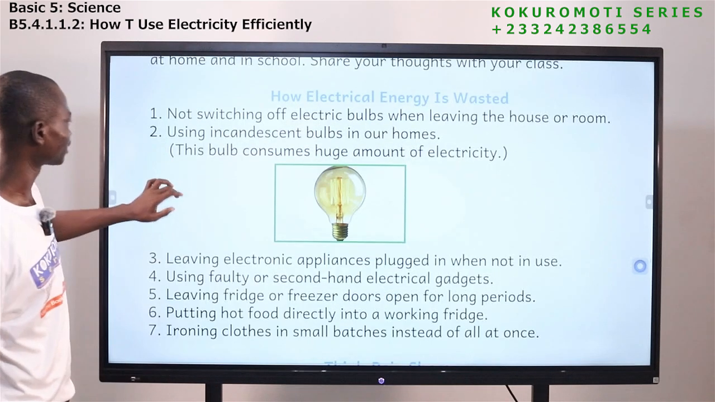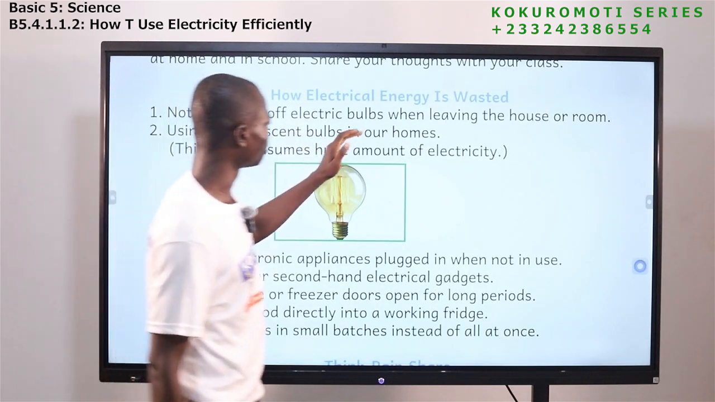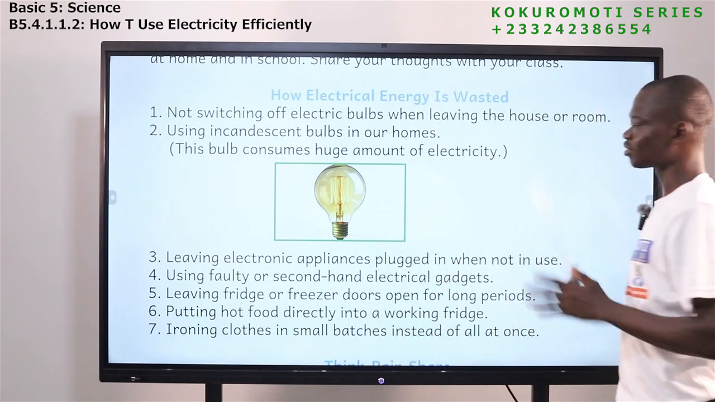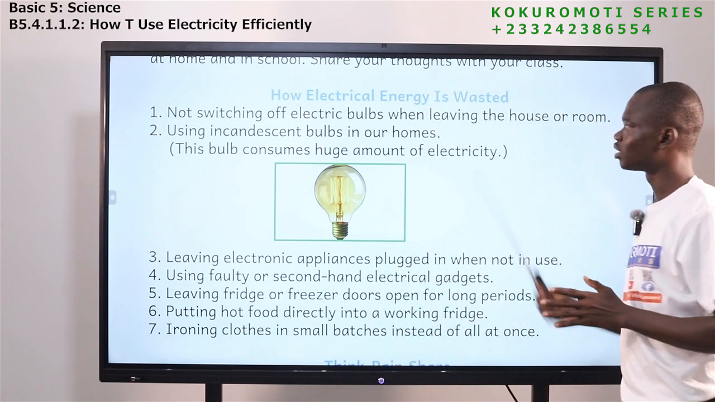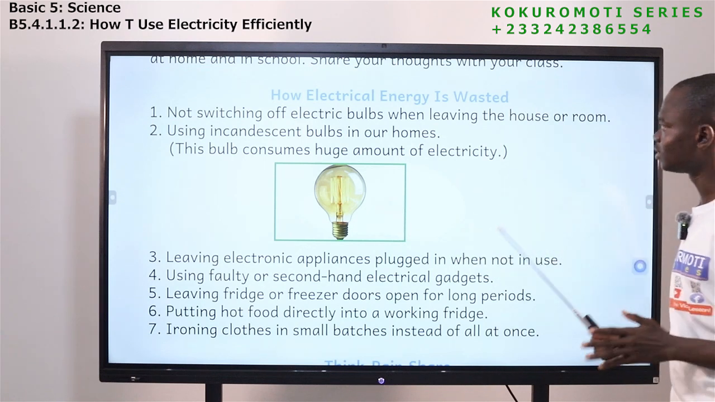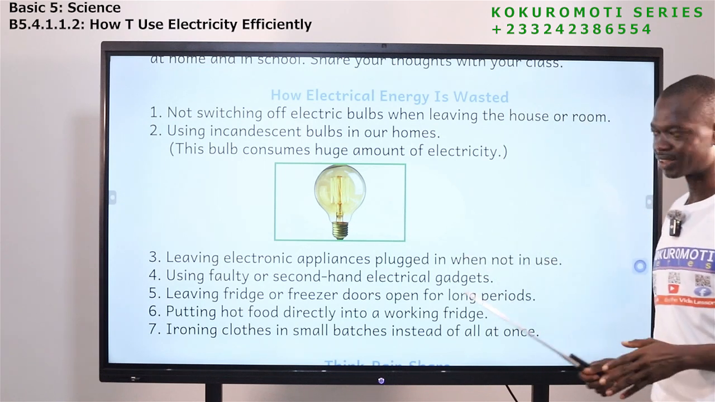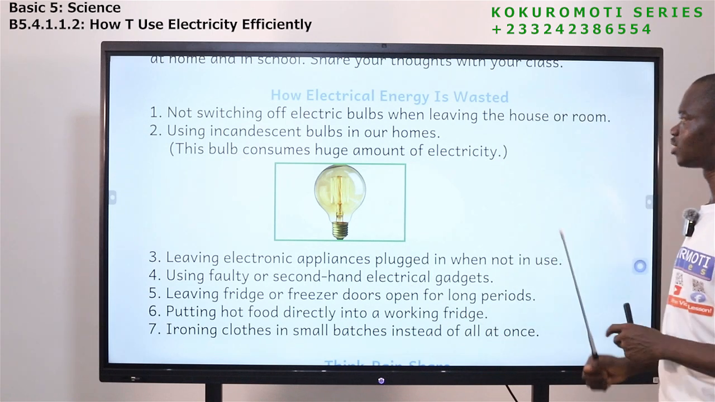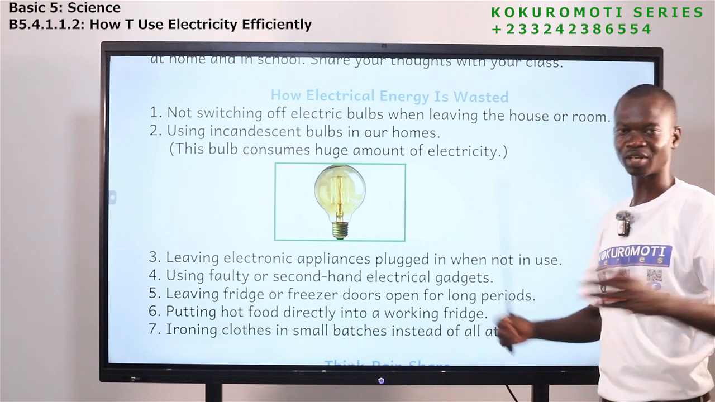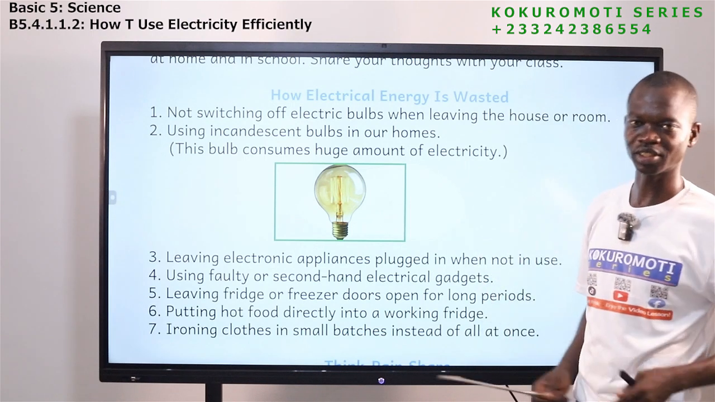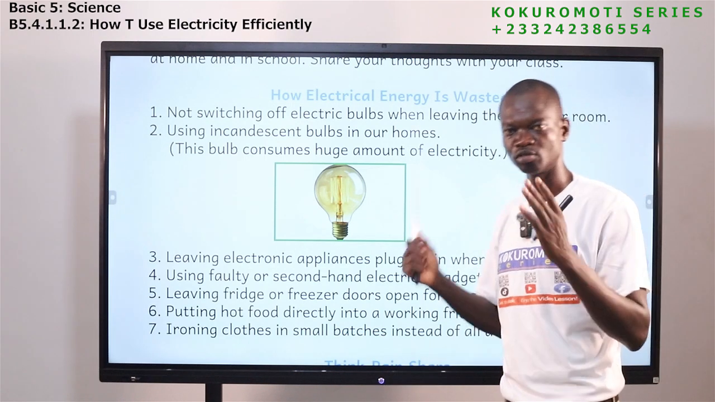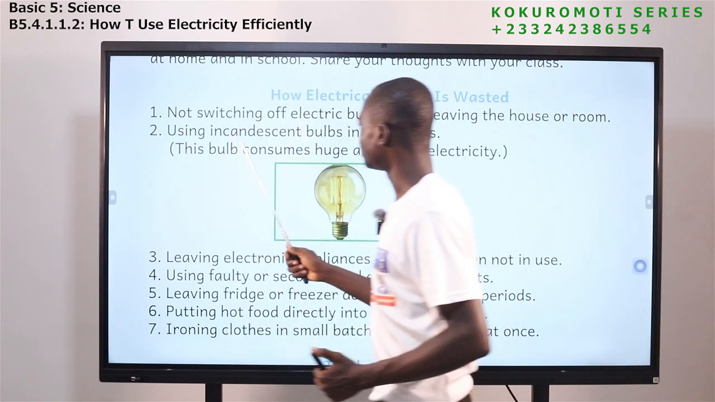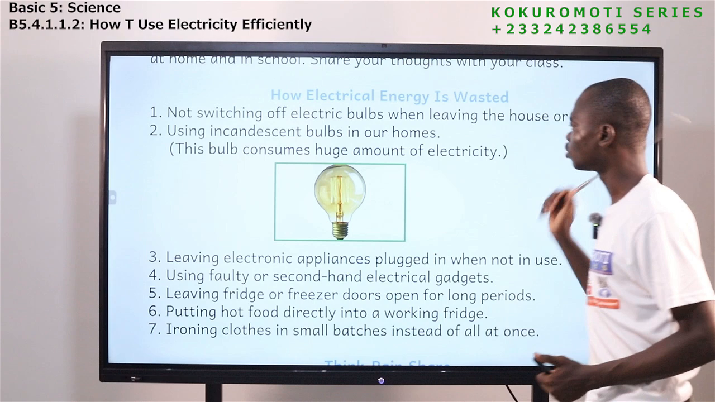The first one is not switching off electrical bulbs when leaving the house or room. These are some of the things that we do that cause electrical energy to be wasted. If you are not there and the light is on during daytime, you are wasting electrical energy. The next one is using incandescent bulbs in our homes.